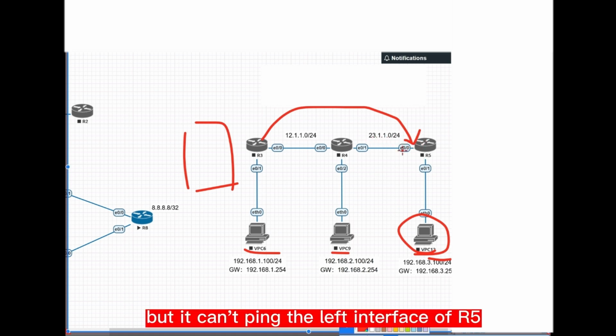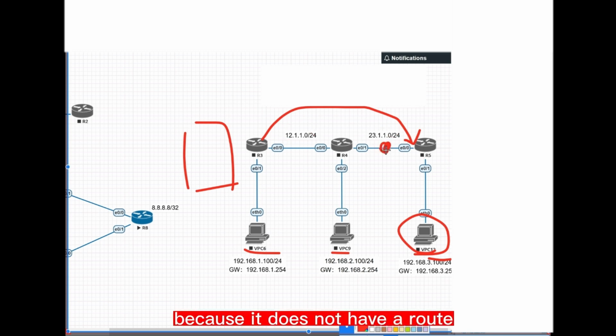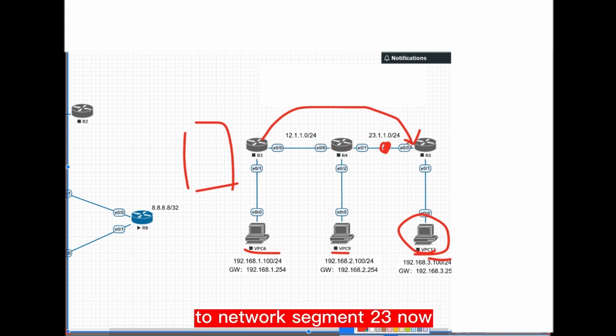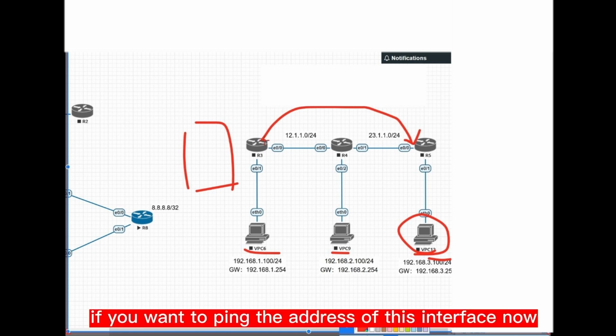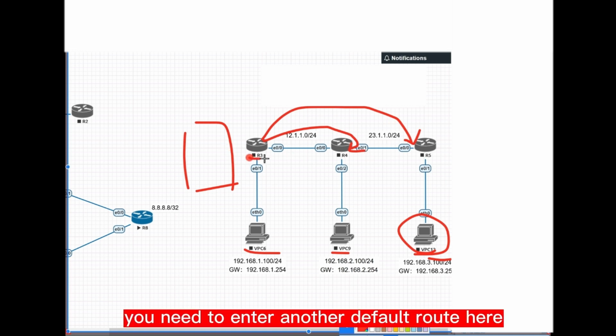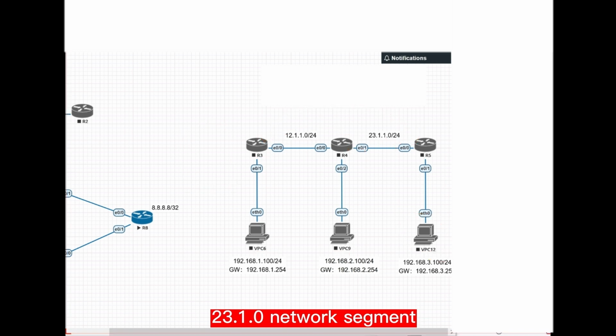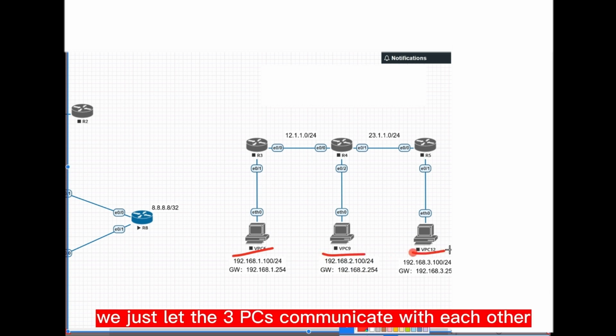But it can't ping the left interface of R5, because it does not have a route to network segment 23 now. If you want to ping the address of this interface now, or ping the right interface of R4, you need to enter another default route here, pointing to the 23.1.0 network segment. All I want to say is, we just let the three PCs communicate with each other.